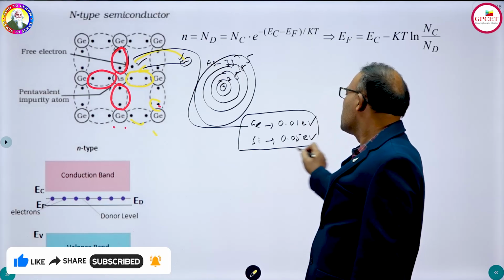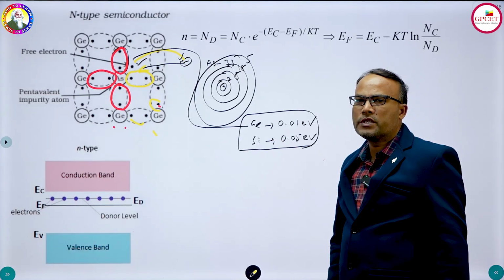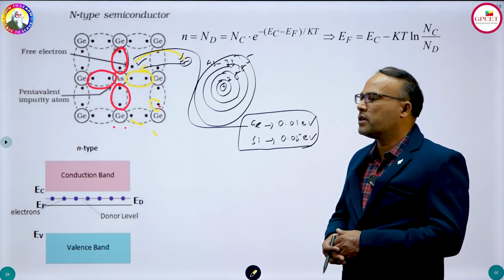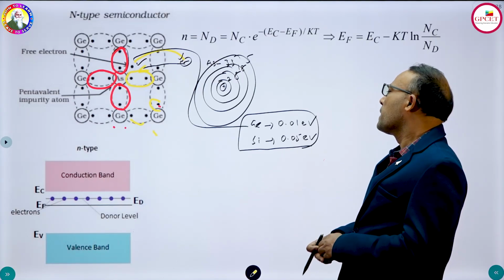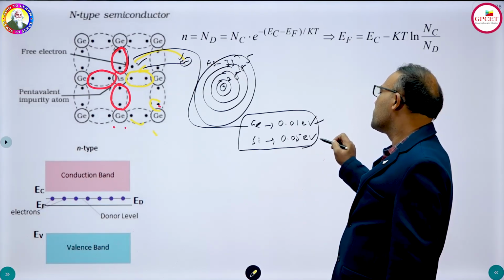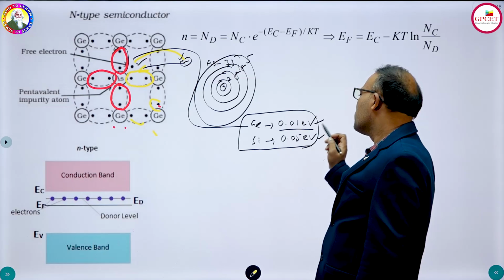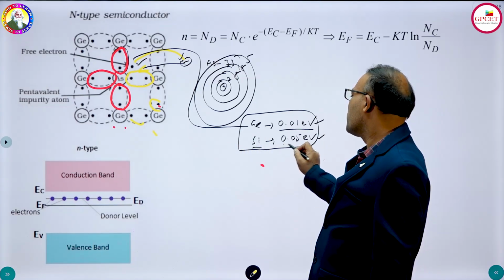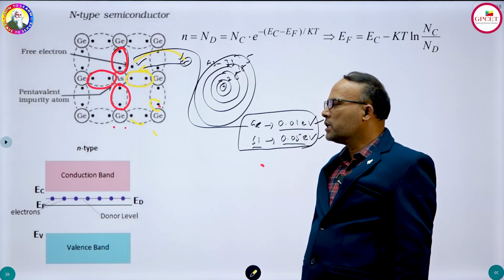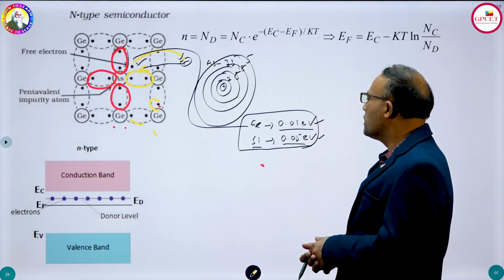So, this is the minimum energy required to detach an electron which is present in its covalent bond, so that it will make sure a current flows in the device. This is for germanium crystals and this is for silicon crystals. If it is germanium, you can apply 0.01 electron volts, but if it is a silicon crystal, then you can go for 0.05 electron volts, so that current flows in the device.